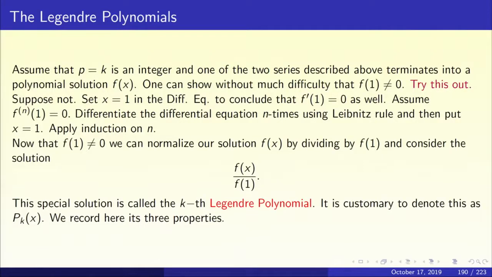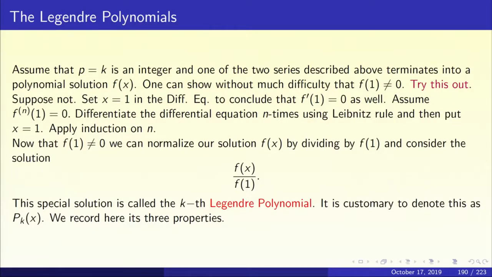You can take the polynomial solution. Here I call it f of x, and we have seen that f of 1 is not 0, and so I can divide f of x by f of 1 and I get a normalized solution. This normalized solution, this special solution, is called the kth Legendre polynomial, and it is customary to denote this by the symbol pk of x.